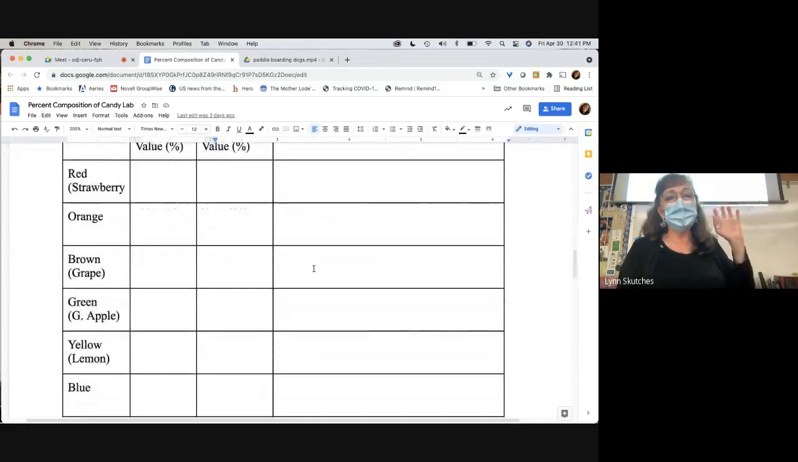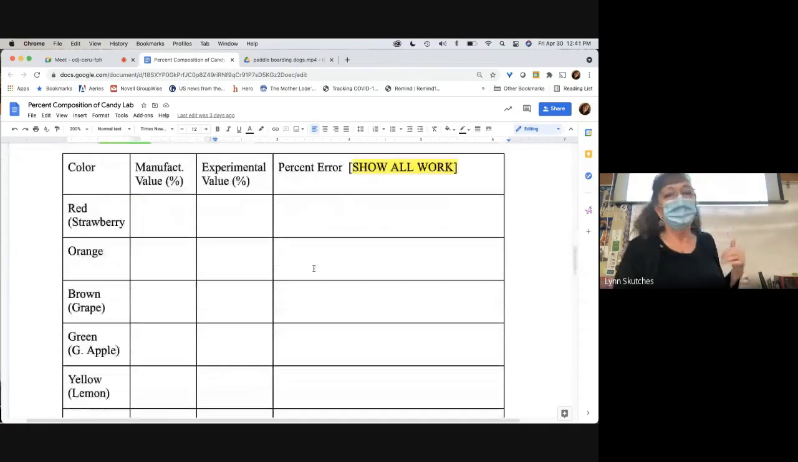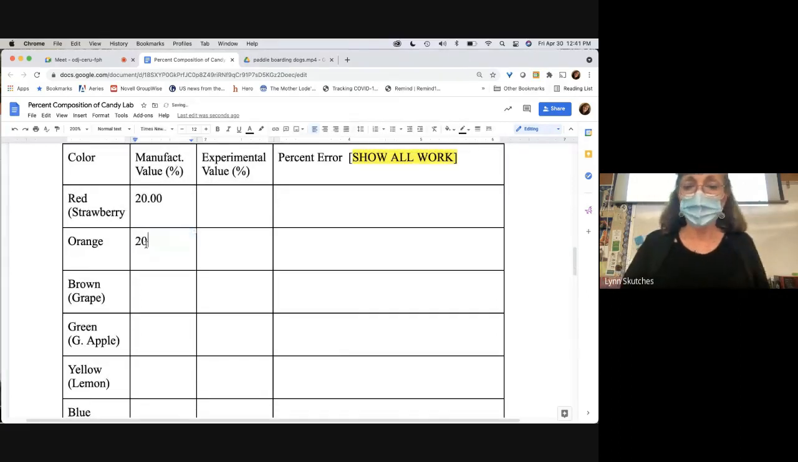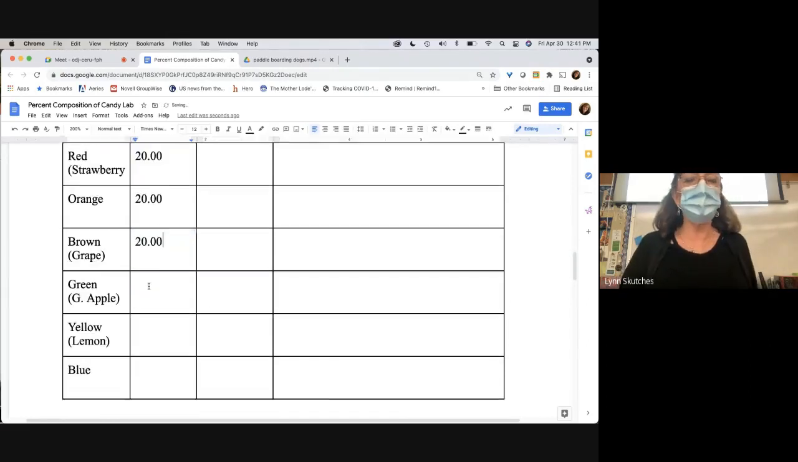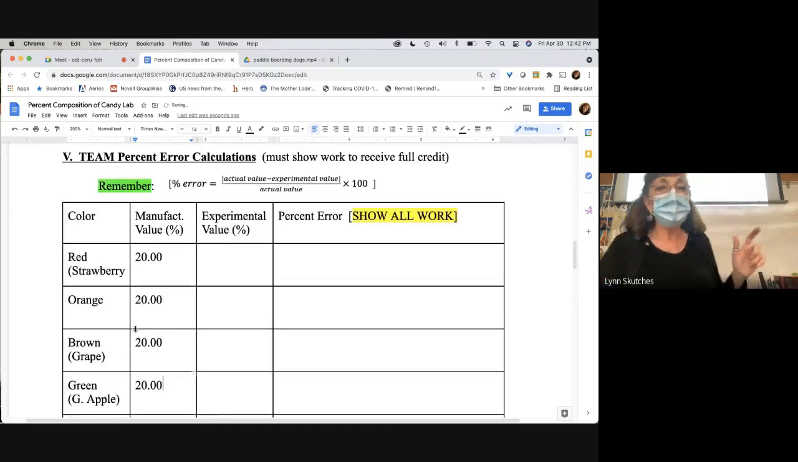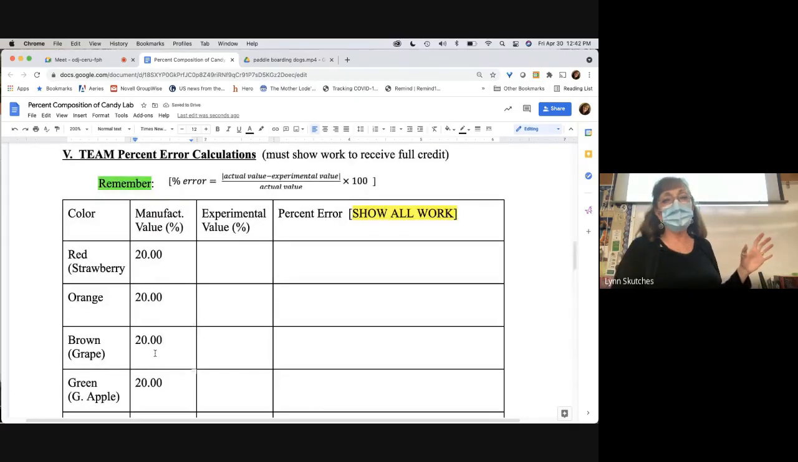While you're working on that, we'll talk about doing percent error. Some of you are going to get to that early. Percent error is calculated by taking the absolute value of the difference between what we expect, 20.00. And yes, I want you to go to the hundredths place, please. This is the second data table. The expected manufacturer value is 20% for each color.